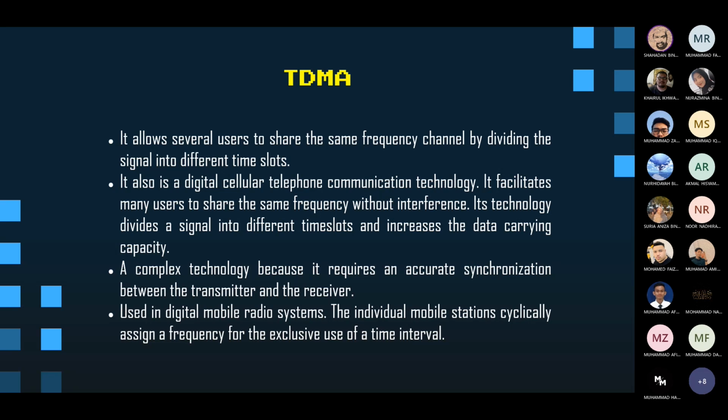It is also a digital cellular telephone communication technology that facilitates many users to share the same frequency without interference. The technology divides a signal into different time slots and increases the data carrying capacity, but it is a complex technology because it requires accurate synchronization between the transmitter and the receiver. It is used in digital mobile radio systems, where the individual mobile station is assigned a frequency for the exclusive use of a time interval.